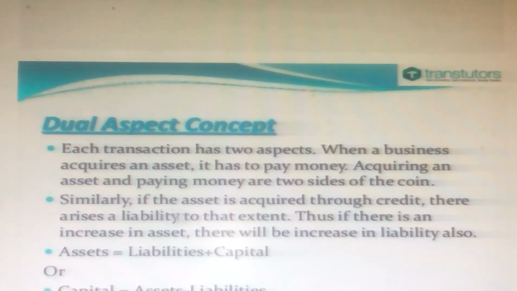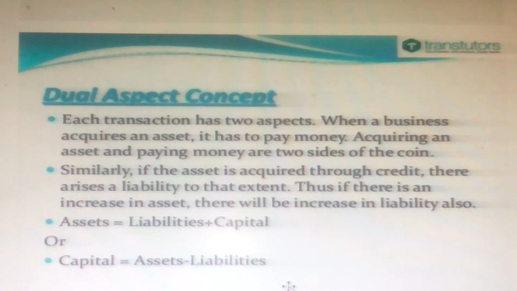Similarly, if the asset is acquired on credit, there arises a liability to that extent. Thus, if there is an increase in asset, there will be an increase in liability also. When you purchase any machinery, your asset increases. Similarly, your liability also increases for a credit purchase. That's why here the equation is assets equal liabilities plus capital, or capital equals assets minus liabilities.